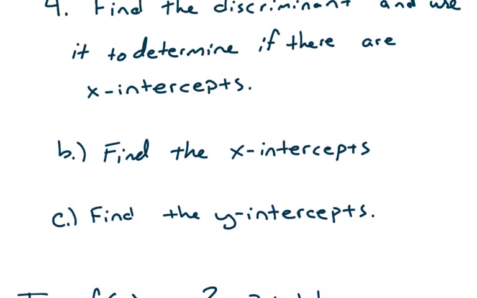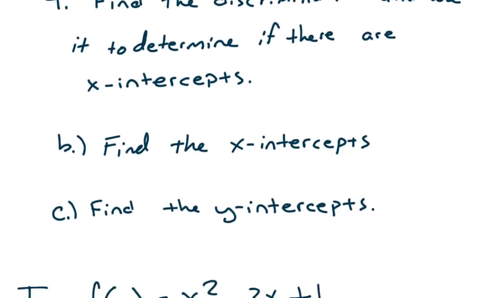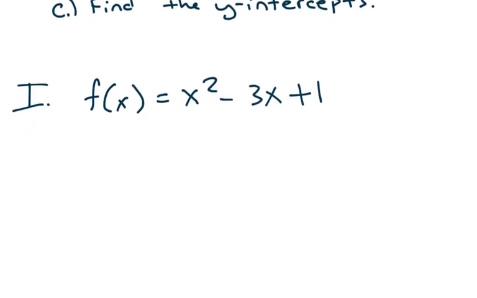with that being said, the next part of the discussion is: A, find the discriminant and use it to determine if there are x-intercepts. B is to find the x-intercepts, and C is to find the y-intercept. I'm running a little short on time. I have about 5 minutes left, but I think I have enough time to do the first one.